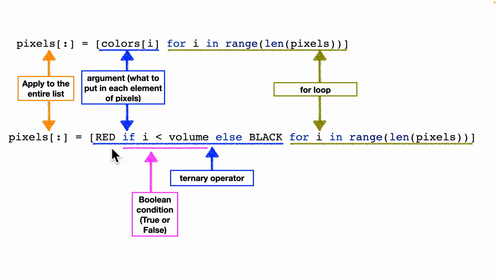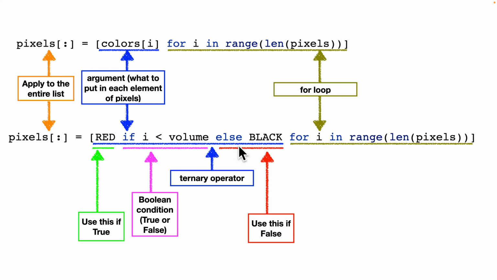Now, if that's true, what we want to do, on the left-hand side of the Boolean condition, is light a pixel in red. So we just pass red over to our NeoPixels array. Otherwise, if it's false, then we set the pixel to black, or we turn it off.